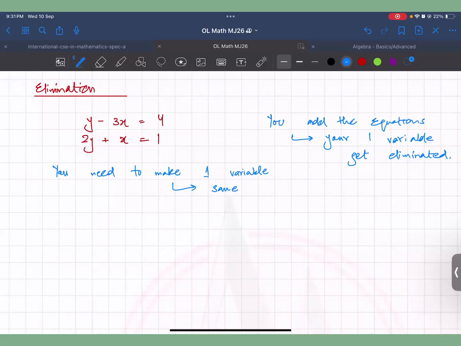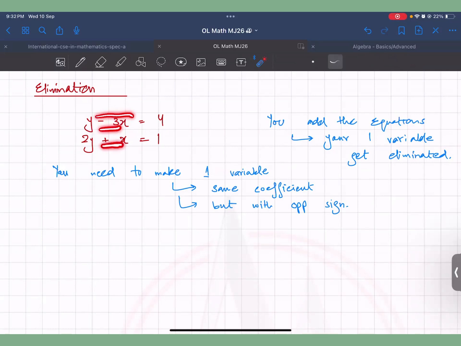but same coefficient, but with opposite signs. But with opposite signs. So let's suppose the coefficient of x over here is -3. Coefficient क्या होता है? Number with the variable -3. नीचे है +1. So we need opposite signs.